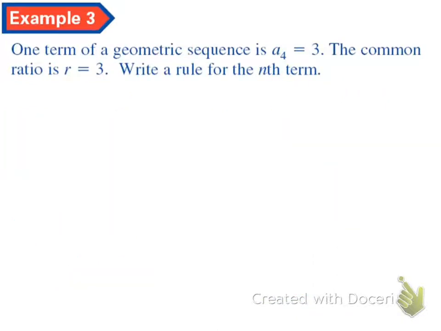In example 3, you're given the fourth term and you're given the rate. Using the fourth term and the rate, they want you to write the rule for any term. To do this, we take the rule for a geometric sequence. Remember, the rule for a geometric sequence is that any term is equal to the first term times the rate raised to the n minus 1 power. Well, if we knew the first term and the rate, we could write the rule. No problem. Problem is, we've not been given the first term.